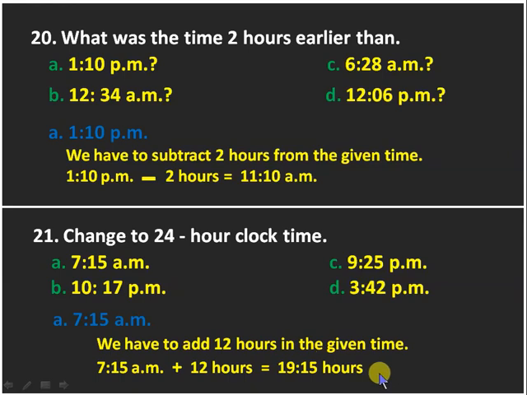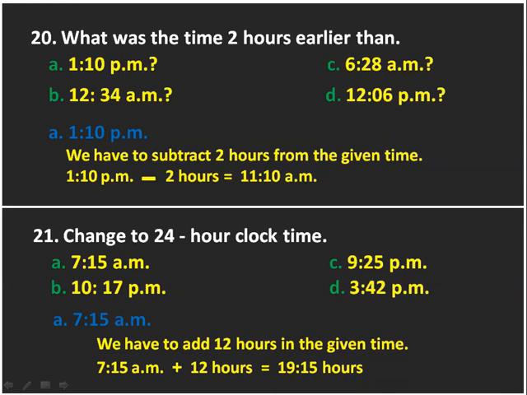I have told you, you can never write am or pm in 24-hour clock. Never write am or pm. So you have to add only 12 hours into the hour. This is hours, 7 hours, and this is minutes, 15 minutes. You have to add 12 hours into 7. 7 becomes 19 hours 15 minutes.